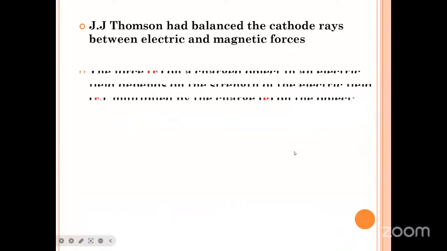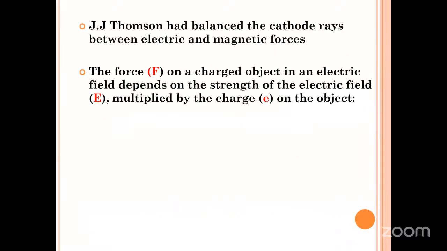This part of the work is already in the notes I gave. So here you see that J.J. Thomson balanced the cathode rays between both electric and magnetic forces. So let's look at the electric field force first. The electric field force, let's represent it by F.